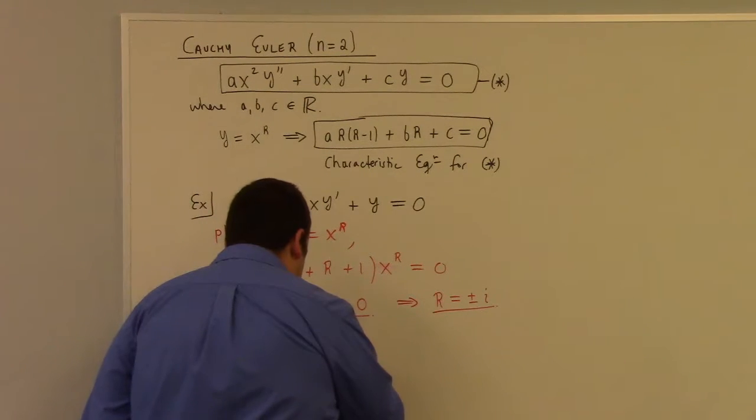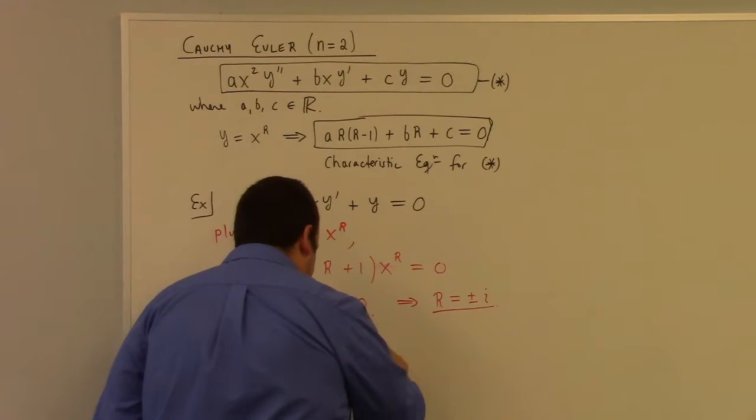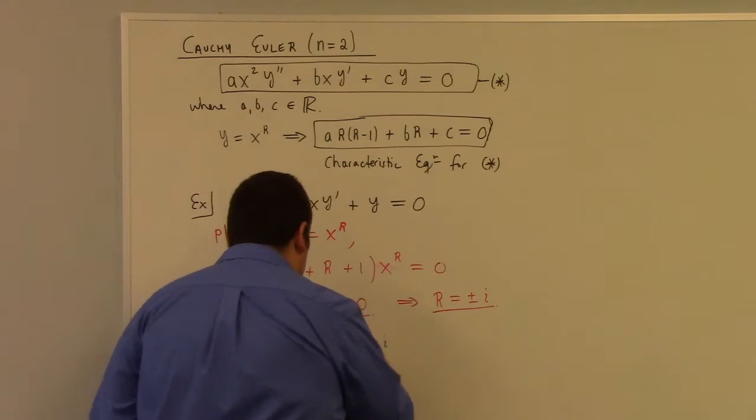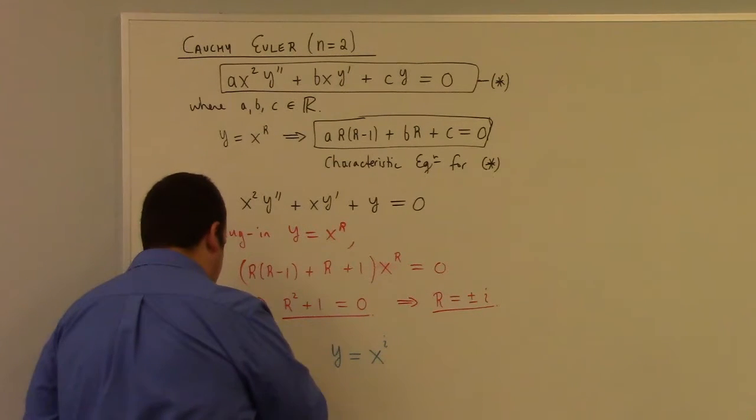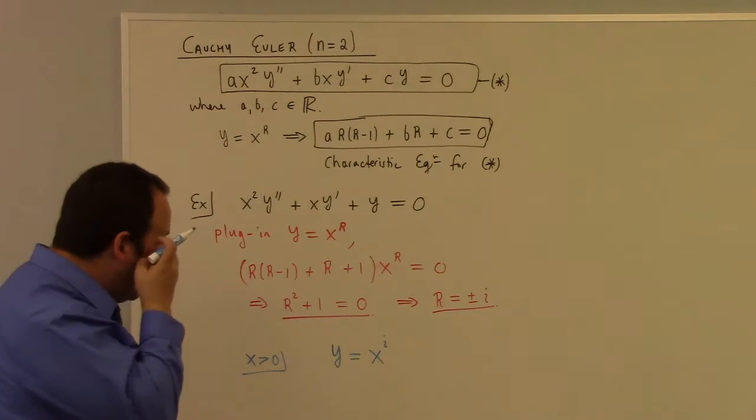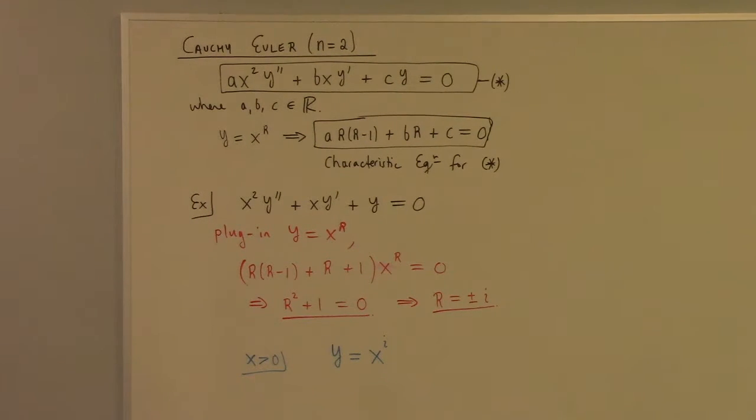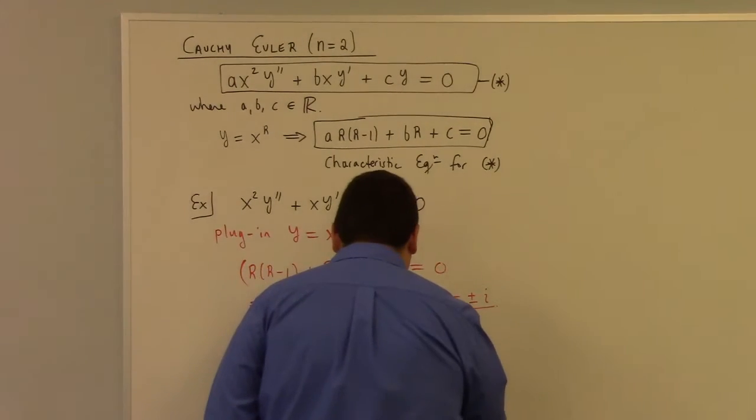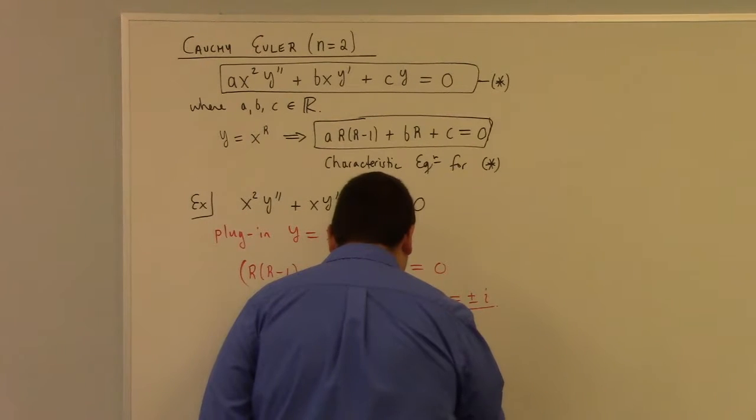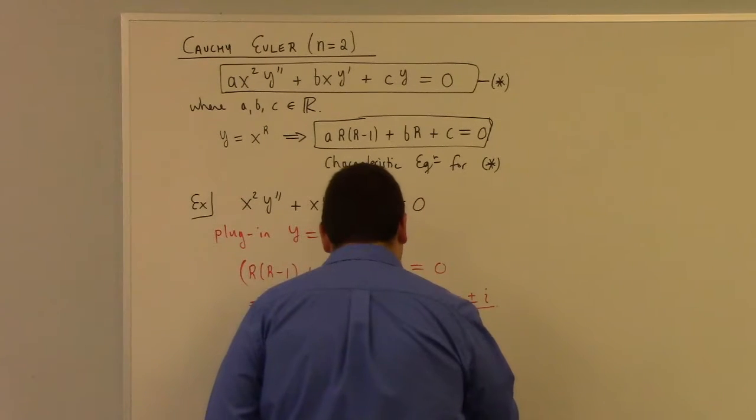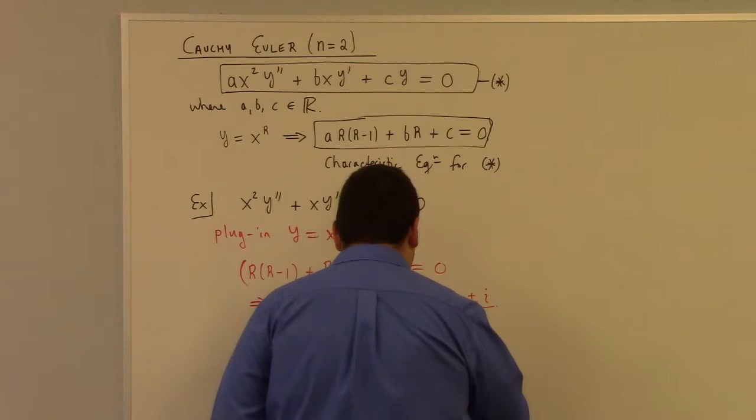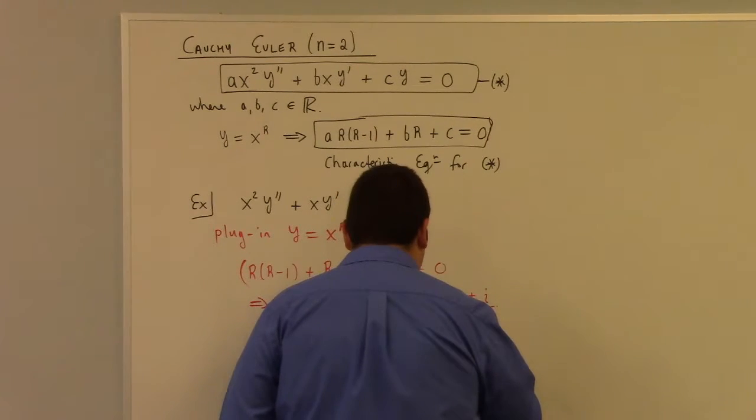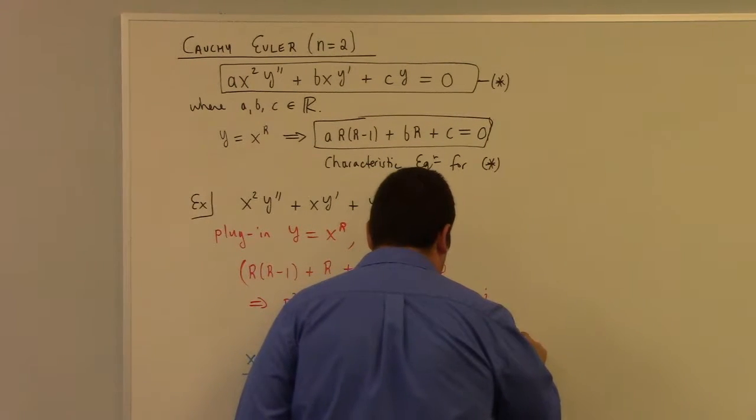So the solutions are something like y equals x to the i. All right, we're assuming x is greater than 0, okay? Now, what does that mean? Well, this is essentially a definition, all right? But here's what that's going to mean. This is going to mean exponential of the natural log of x to the i.